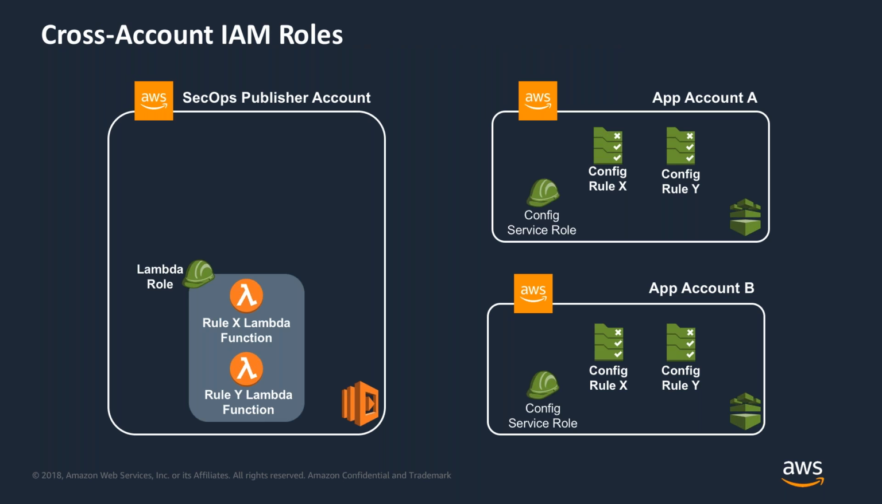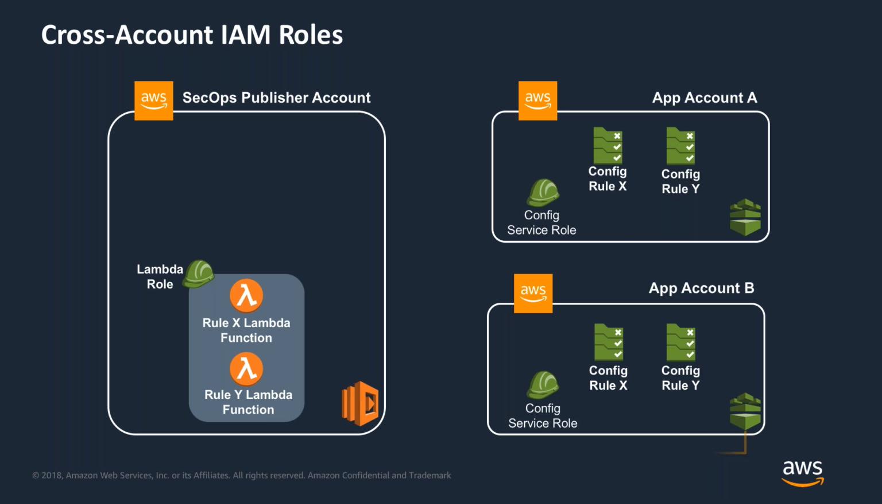All the config rule lambdas essentially have a Lambda role. And within the application accounts, the AWS Config service has its AWS Config service role. There is only one Lambda IAM role. This is the role for all the Lambda functions in the security operations account, as I've mentioned earlier. Now, these are the IAM roles that will require the appropriate permissions to allow for cross-account Lambda invocations.